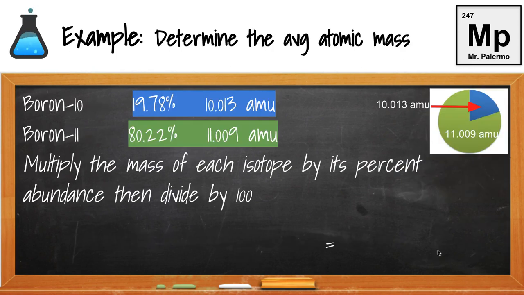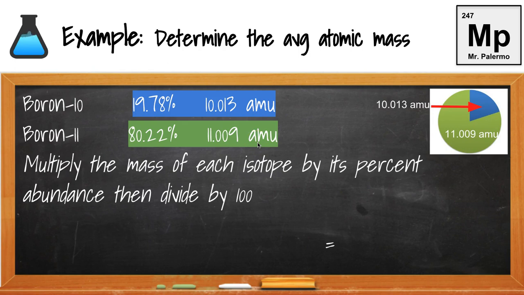So let's see an example applied to our average atomic mass. So if I have two isotopes of boron, boron 10 and boron 11, the percentages that I have in a sample of boron are 19.78% have a mass of 10.013 AMU, meaning atomic mass unit, and about 80% or 80.22% of the isotopes have a mass of 11.009.